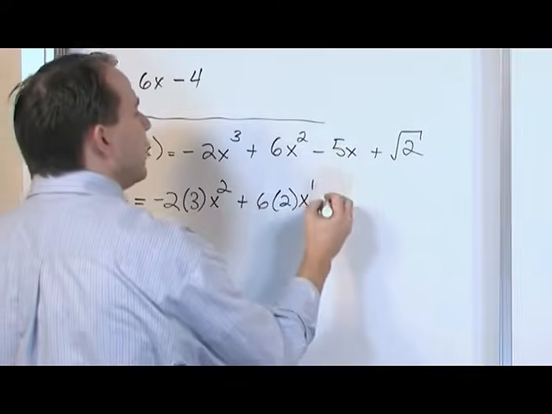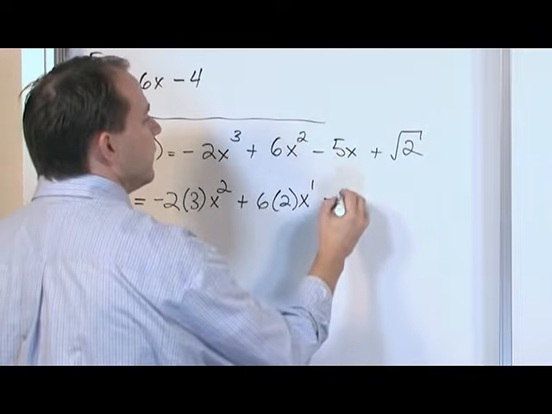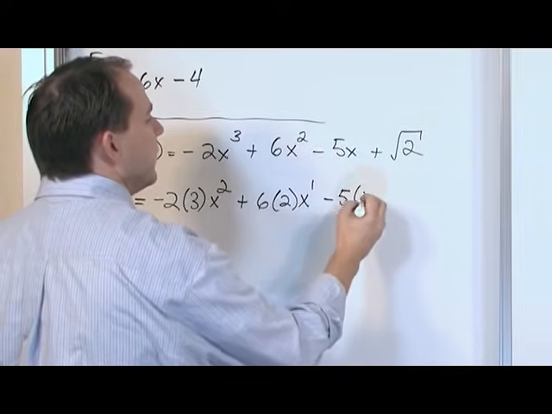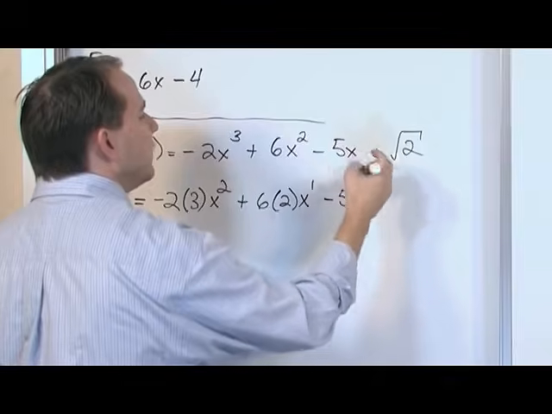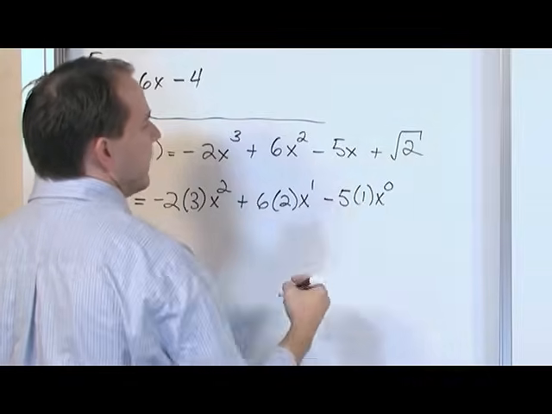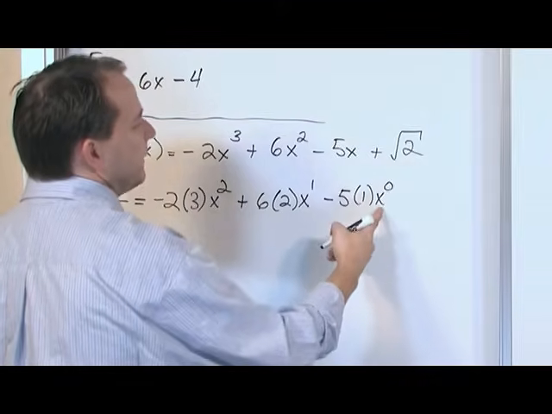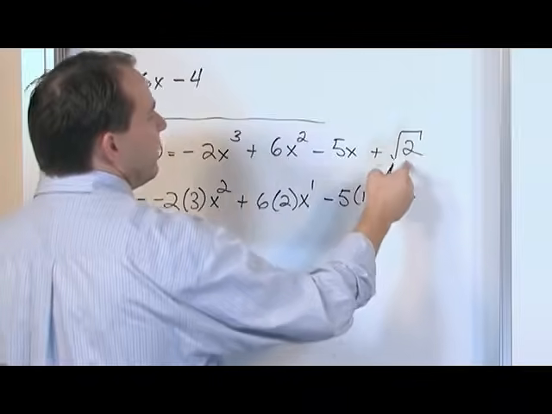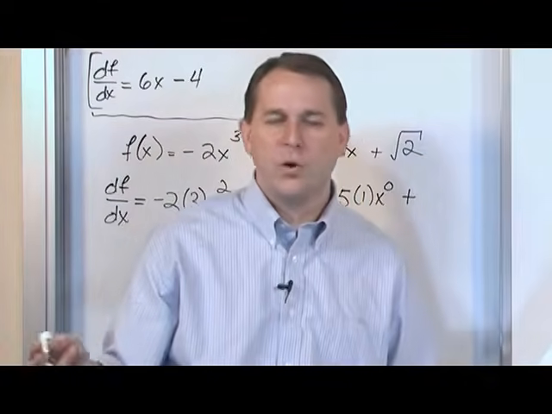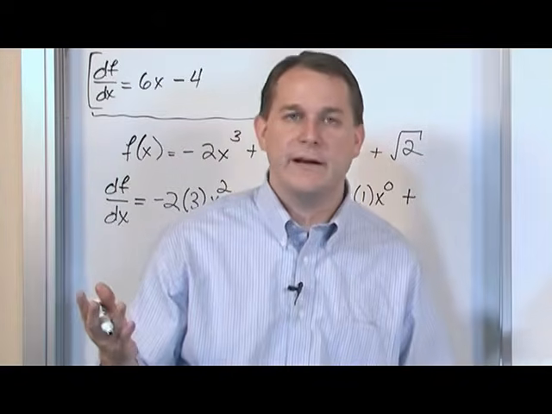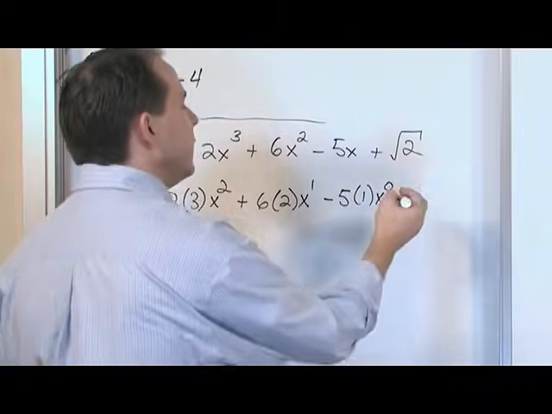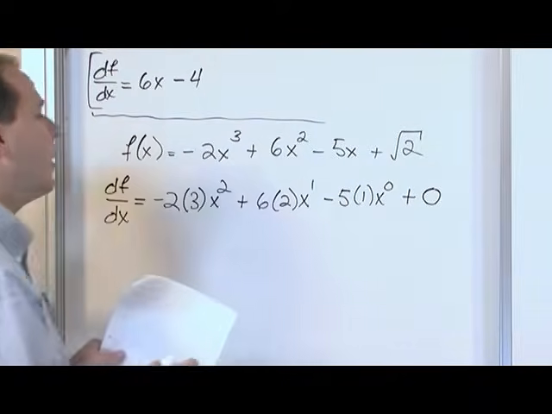And then here, the 5 stays out front. The 1 drops down from here. X to the 1 minus 1 is 0. And that's basically how that's going to go. This is going to end up falling away in a minute. And then the final part, square root of 2. Square root of 2 is just a number. Don't worry about the fact that it's a square root of something. It's just a number. It's a constant. So the derivative of any constant is 0.